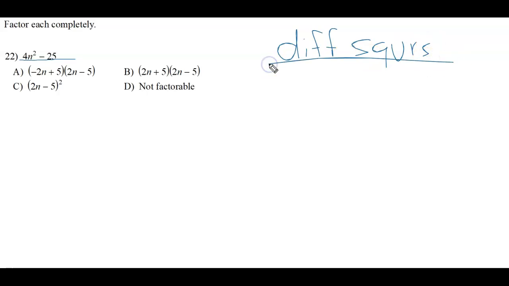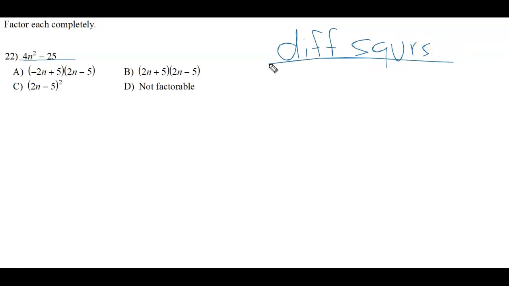Now, for this one here, it's a binomial. Once again, does it have any greatest common factors involved? No. You can't divide 4 and 25 by anything. And also, this one doesn't have any variables to give up. So there's no GCF. All right, so here's the method when you have two terms: you're going to apply the difference of squares method. I'm going to abbreviate that.